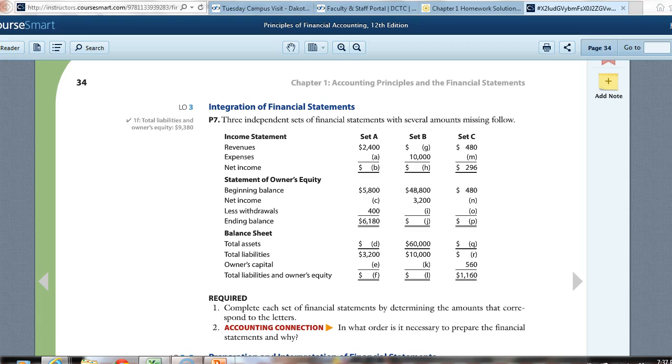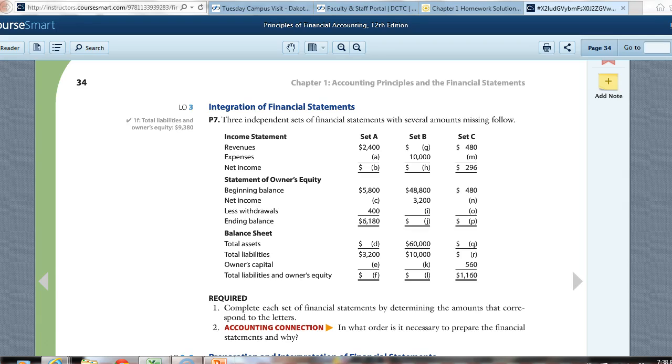Okay. Now, if we look at set C, we should be able to figure out our income statement right away. And that income statement, remember, revenues minus M equals the net income of 296. So won't we be able to figure out that our expenses are 184? If we know that net income is 296, what is N? 296. If we look at our balance sheet, it tells us our owner's capital is 560. What does that mean P is?